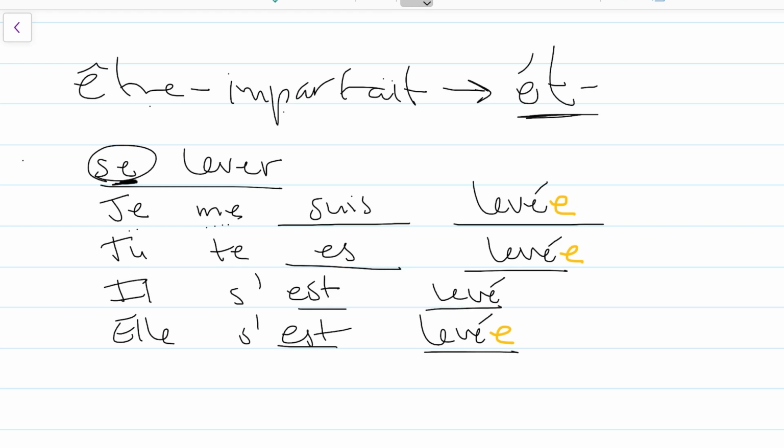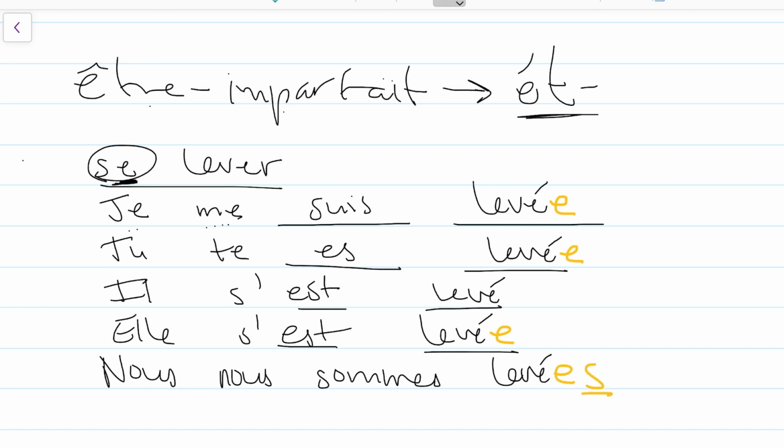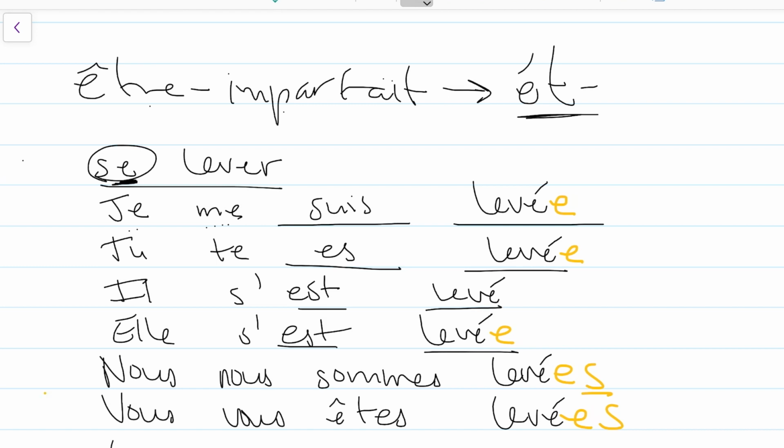When I do this for nous, my pronoun is nous again, so nous sommes levé with a possible extra e, for sure an s. Vous, vous êtes levé, potentially with an extra e, potentially with an extra s, depending on singular plural formality and also gender of the person or persons that you're talking to.